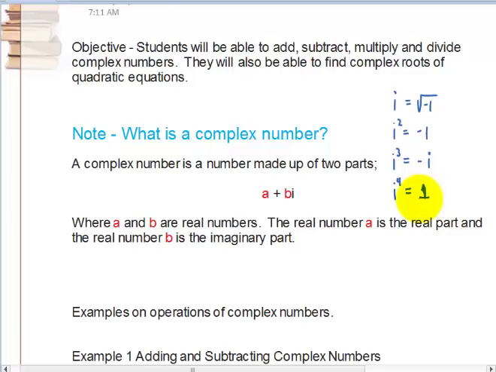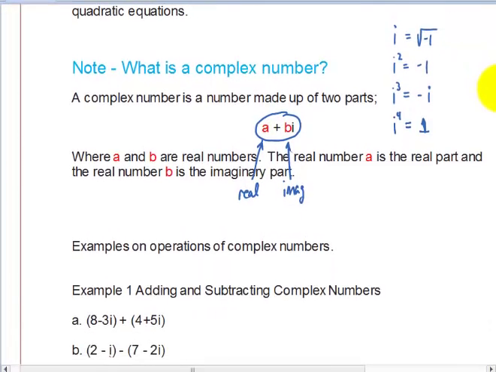Now, moving ahead, what is a complex number? A complex number is a number made up of two numbers, a real part and an imaginary part. In standard form, we write it where we have the real part first, and we have the imaginary part second. That's standard form of a complex number.